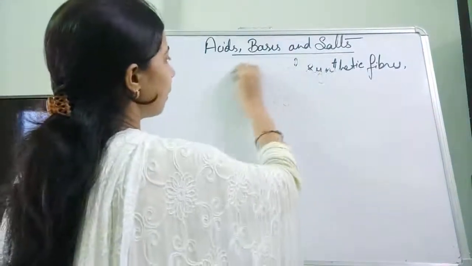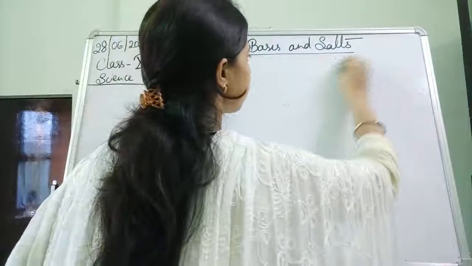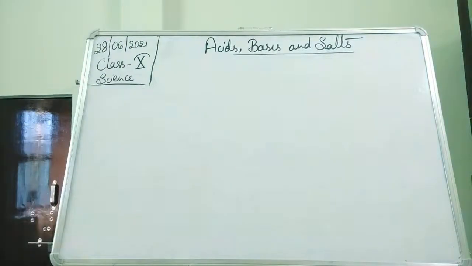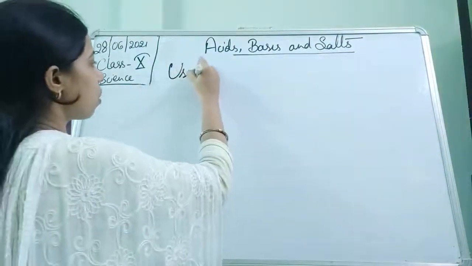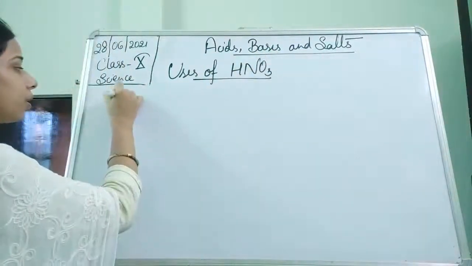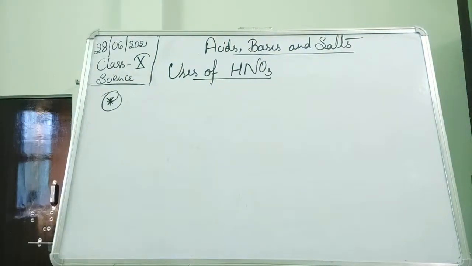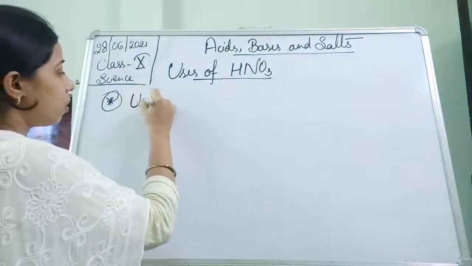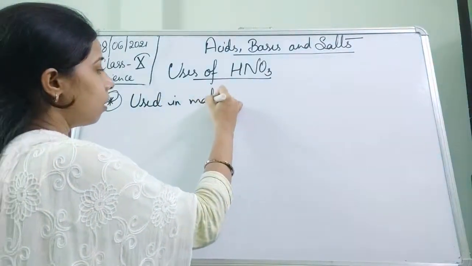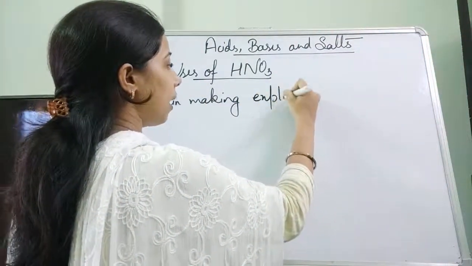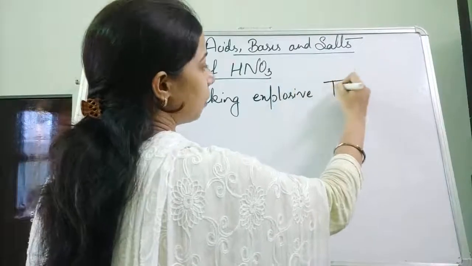Uses of HNO3. So here the first use, it is used in making explosives, like trinitrotoluene, TNT. Used in making explosives like TNT.